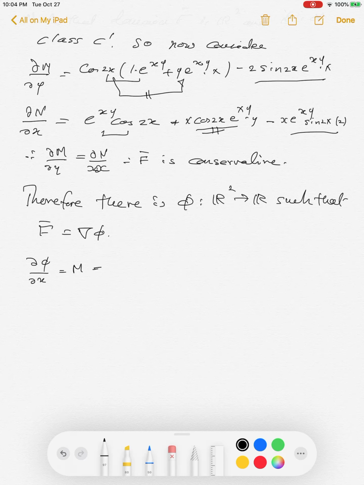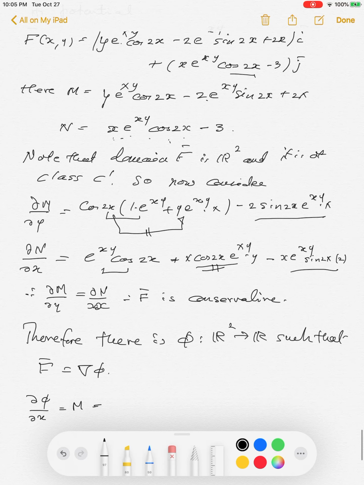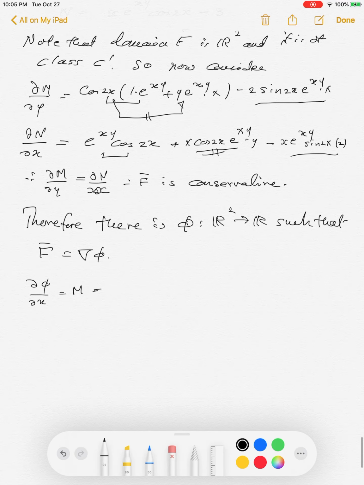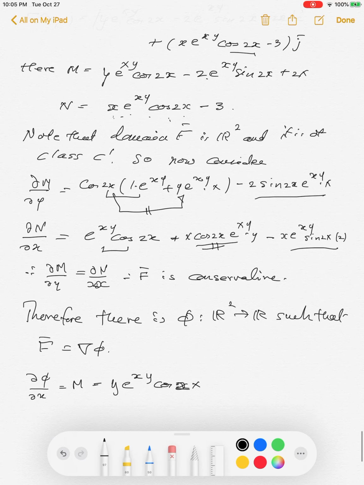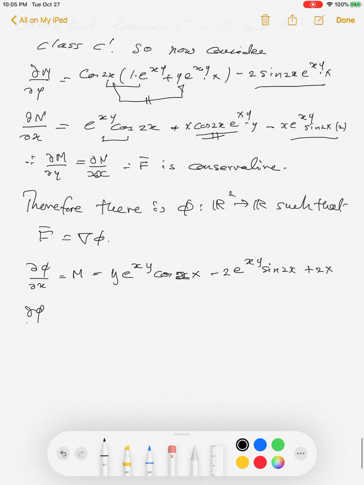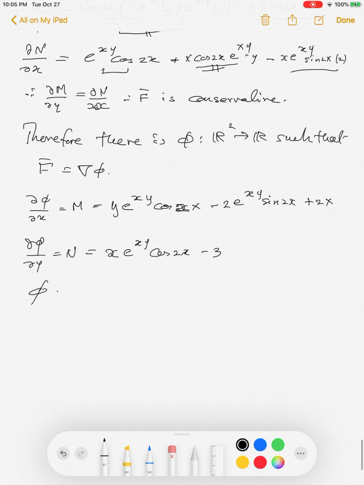So let's see what that says. That means dφ/dx is equal to M, and now I have to copy my M carefully. It is y e^(xy) cos 2x minus 2 e^(xy) sin 2x plus 2x, and dφ/dy is N, which is x e^(xy) cos 2x minus 3.